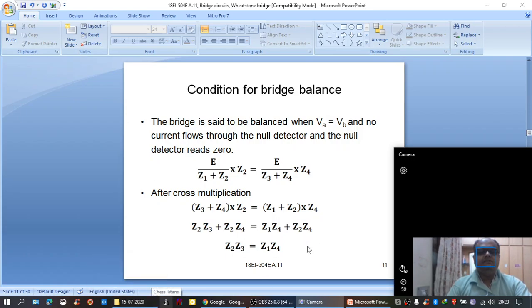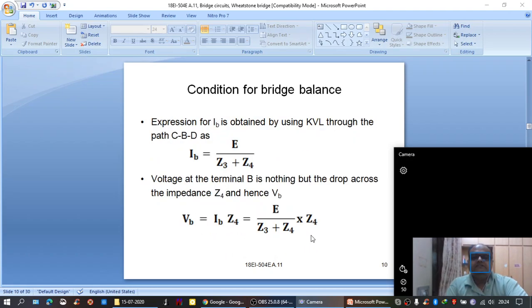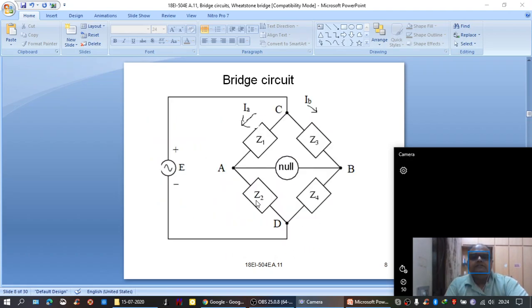Now see the second terms on both the left hand side and right hand side of the equation. They are the same, Z2 Z4. So they will get cancelled out, and the final expression for the bridge balance condition is Z2 Z3 is equal to Z1 Z4.